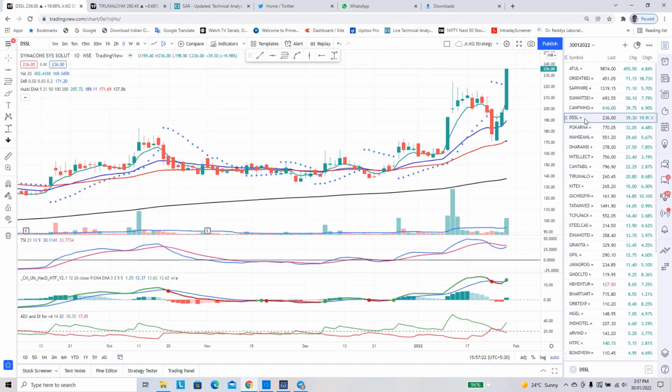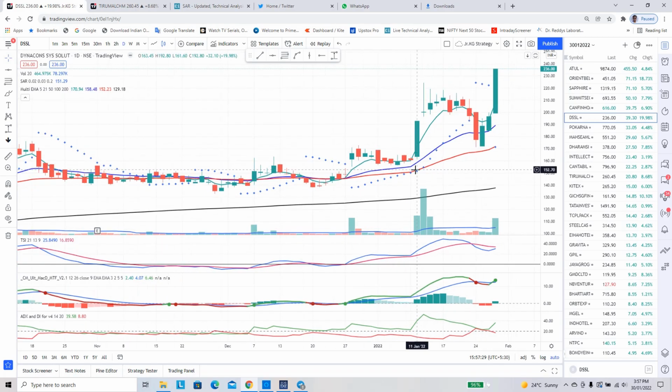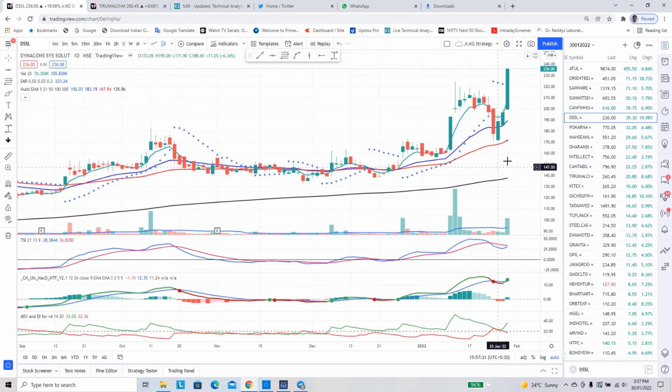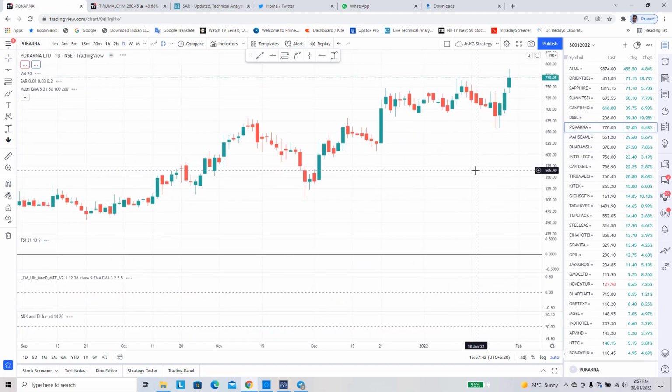Okay, again DSSL, you can see 19%, 20% upper circuit, I guess this one. So if somebody wants to play this highly volatile stock, they can think of it, but it is 20% in one day, so I will wait the next day and then see how that stock performs.